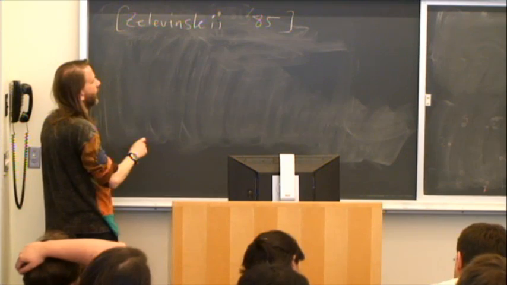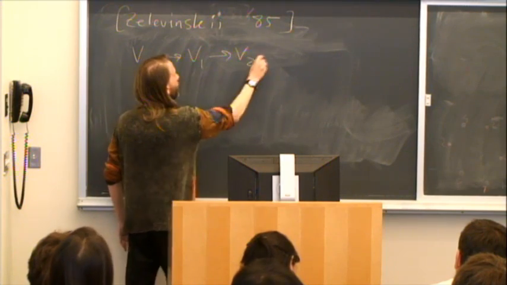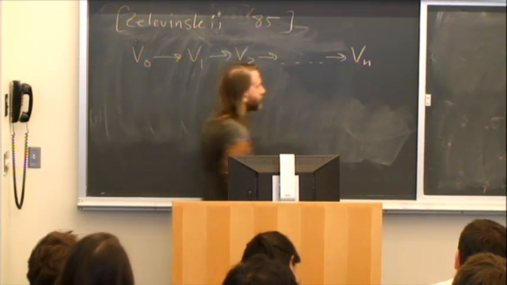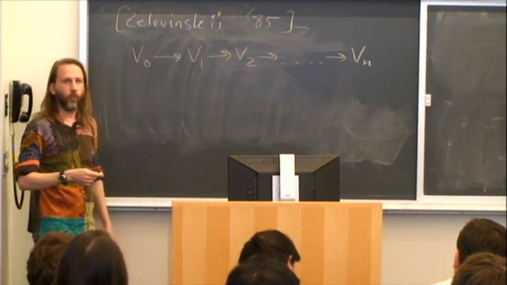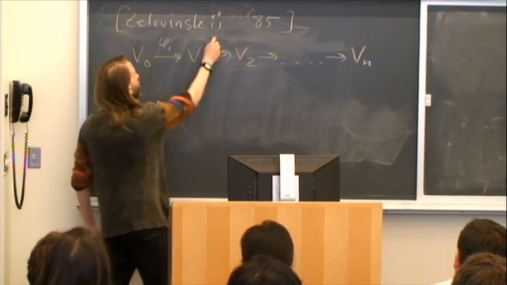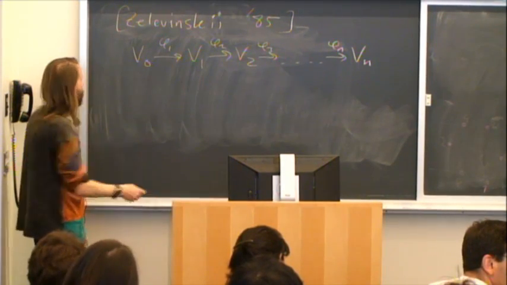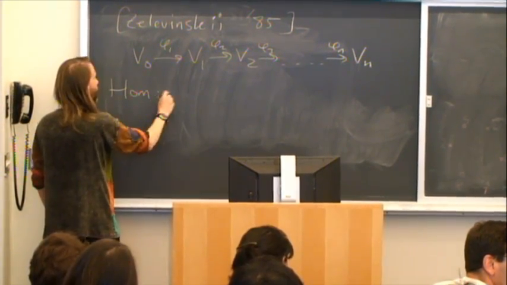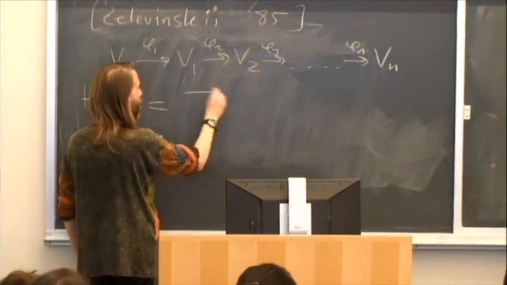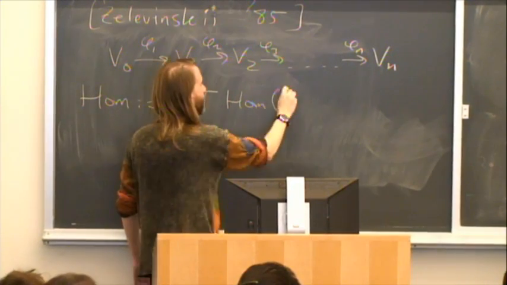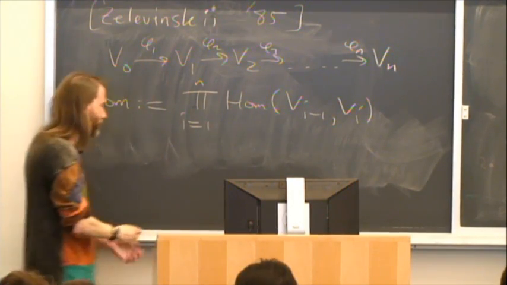He was interested in the equi-oriented A_n quiver, which just means we have a sequence of vector spaces, and we know their dimensions, and we're thinking about all the linear maps from one of these to the next. So phi_1, phi_2, phi_3, up to phi_n. And let me let Hom be just the set of these. So I've fixed the V's, and I'm just thinking about the product of all of these Hom spaces from V_{i-1} to V_i, i goes from 1 up to n.